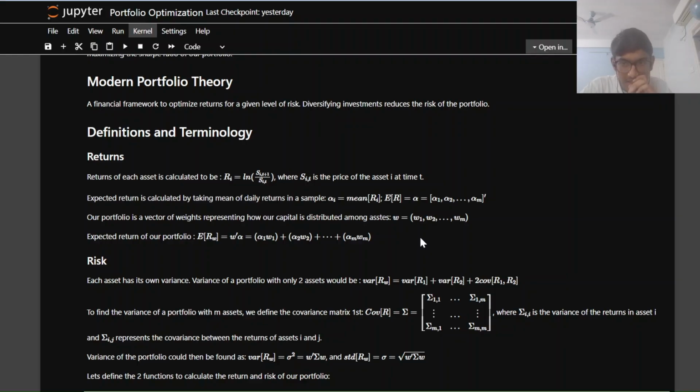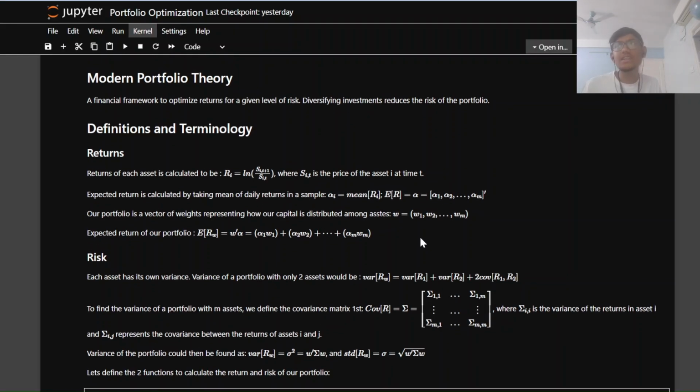And the second basic term is risk. Every asset has its variance, right? This is because we are talking about returns of an asset, and these returns are just a random variable, so every asset will have its own variance. And if we consider a portfolio to have only two assets, which is not usually the case, the variance of this portfolio will be the variance of R1, the variance of returns of asset 1, plus variance of R2 plus 2 times the covariance of R1 and R2, right?